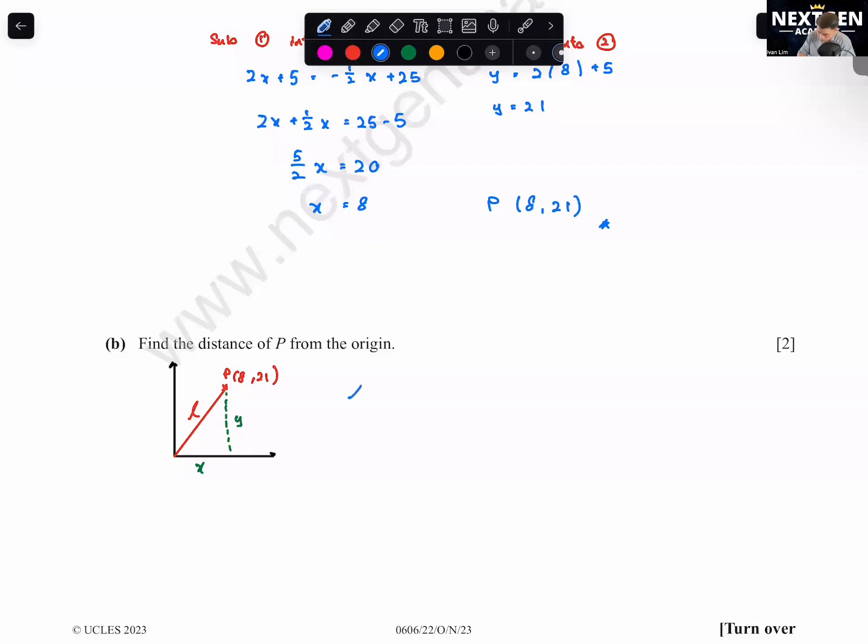So length squared equals 8 squared plus 21 squared. You can also do (8 minus 0) squared plus (21 minus 0) squared, but still the same thing. Here you will get 505, and L equals square root 505. You can leave it as surd 505, or let's see in your calculator, you will get 22.5.